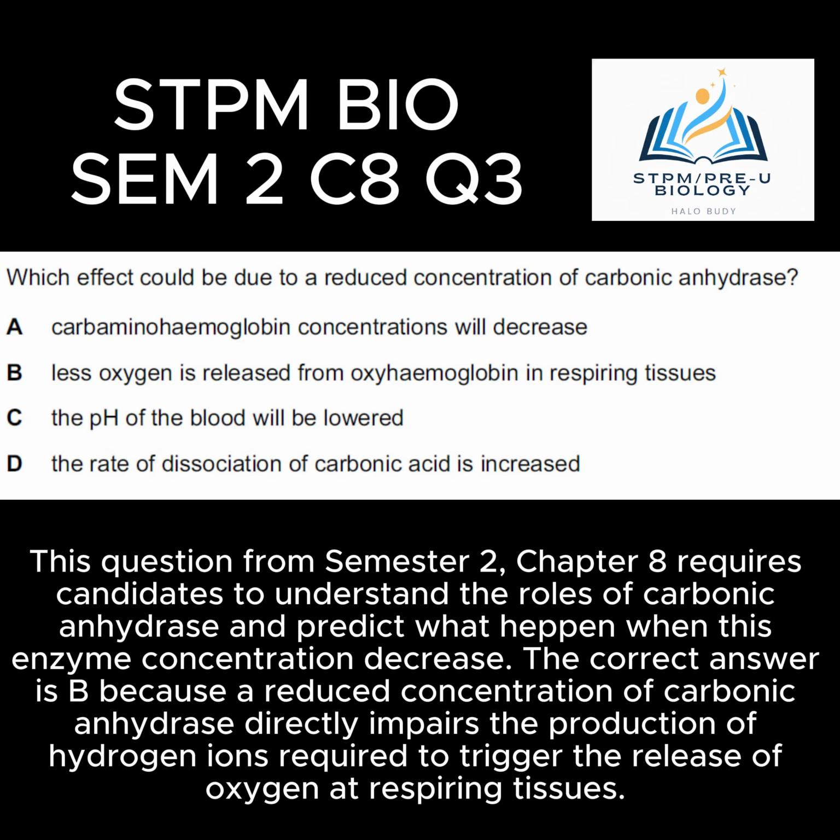This question from Semester 2, Chapter 8 requires candidates to understand the roles of carbonic anhydrase and predict what happens when this enzyme's concentration decreases. The correct answer is B, because a reduced concentration of carbonic anhydrase directly impairs the production of hydrogen ions required to trigger the release of oxygen at respiring tissues.